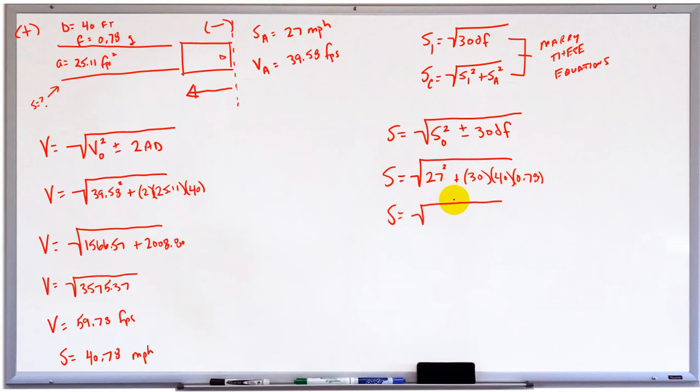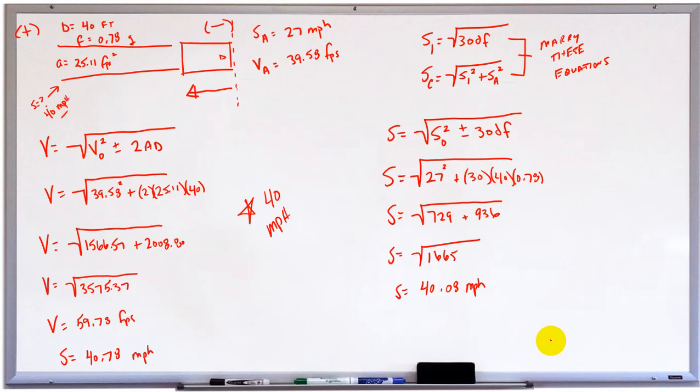So speed is equal to 27 squared, which is 729, plus 30 times 40 times 0.78, which is 936. I add those two together and I come up with 1665 under the radical. I take the square root and I am at a speed of 40.08 miles per hour. So yes, we're off a little bit from velocity, but our whole numbers are the same. We're essentially getting the same answer. We're getting a speed using both of approximately 40 miles per hour at the start of the skid here.